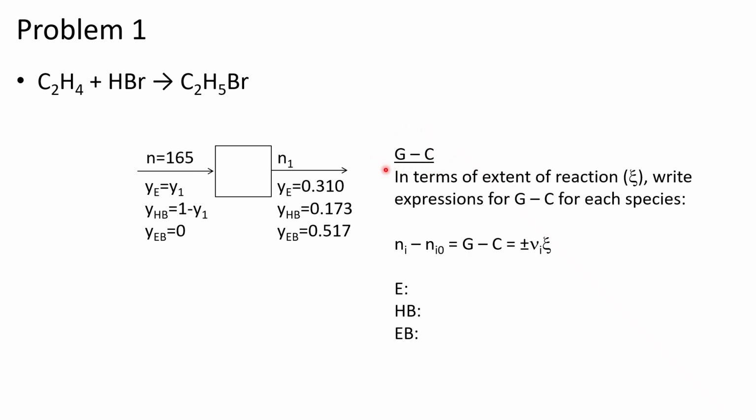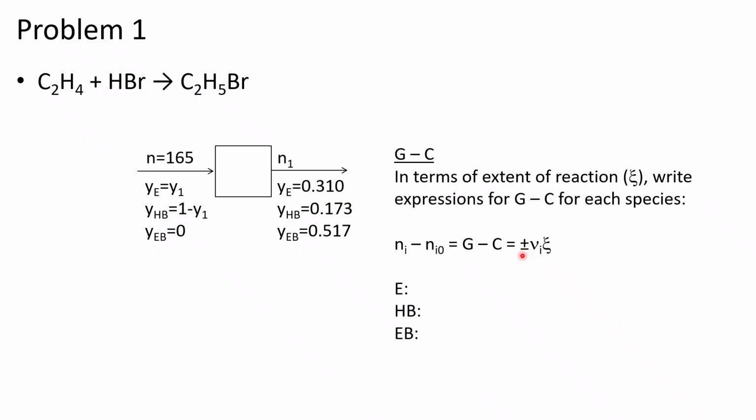We can write G minus C in terms of the extent of reaction Xi from the definition of Xi, which is shown here. We know the number of moles that leave the reactor minus the number of moles that enter. N sub i is the moles that leave, N sub i 0 is the moles that enter. It's going to be equal to the generation minus consumption within that reactor of each species. And it's given by definition by plus or minus times the stoichiometric coefficient for that species in the balanced chemical reaction times the extent of reaction Xi. We'll use a plus if the species is a product, and we'll use a minus if the species is a reactant.